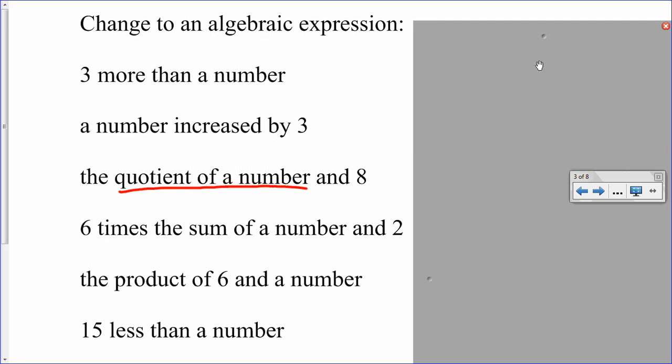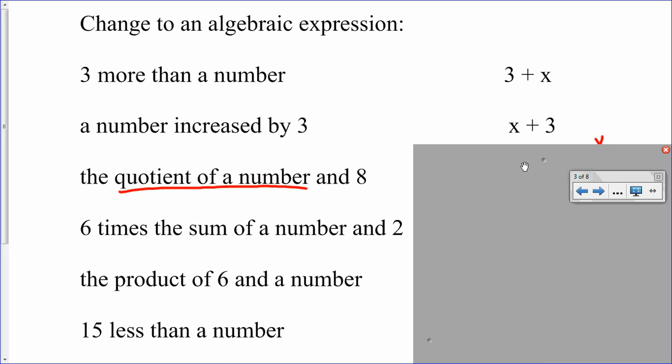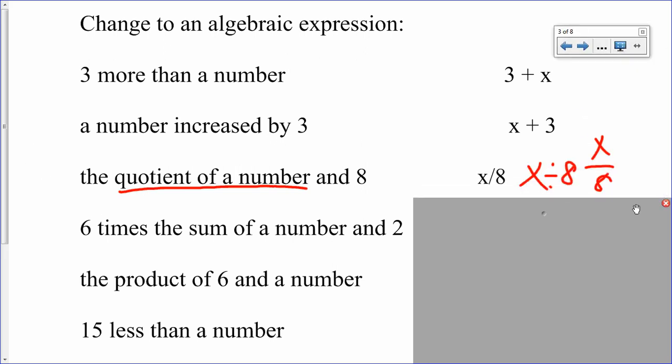Let's change these word phrases into algebraic expressions. 3 more than a number, 3 plus x. A number increased by 3, x plus 3. The quotient of a number and 8. There are 3 different ways to represent this: x slash 8, x divided by 8, and x in the numerator over 8 in the denominator. Whenever you see the quotient, it means division. And whatever is listed first, in this case a number that we're going to replace with a variable, is also going to be listed first in your expression.